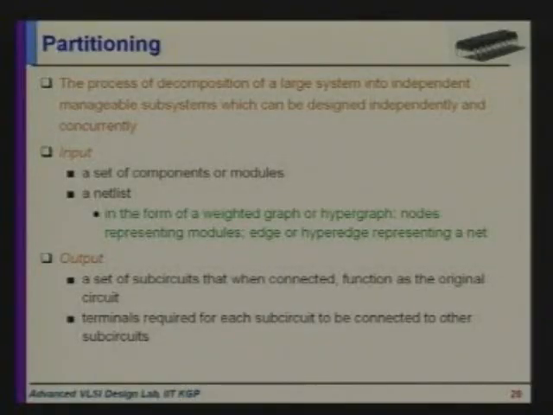First is partitioning. What I said is, partitioning is decomposition of the complete system into subcircuits, which can be designed independently and concurrently with the other blocks. So I want to simplify my design process. The input is a set of components and a netlist. So what is the netlist? I told you.